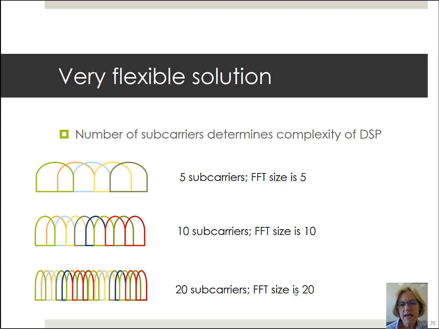So we can see that OFDM is a very nice, flexible solution because I can vary the number of subcarriers, the granularity of my solution. But it's not clear what the sweet spot is and which size we could do. My examples here, 5, 10, and 20, were just to be able to easily visualize them. However, in practice, typical sizes would be more like 256 or 1024, this size of number of subcarriers.